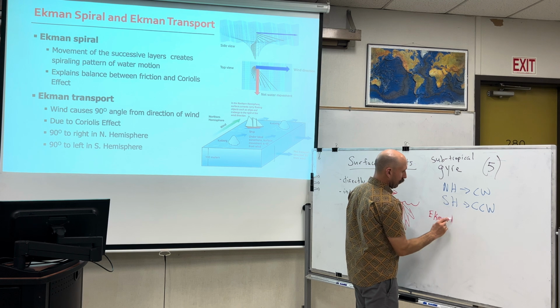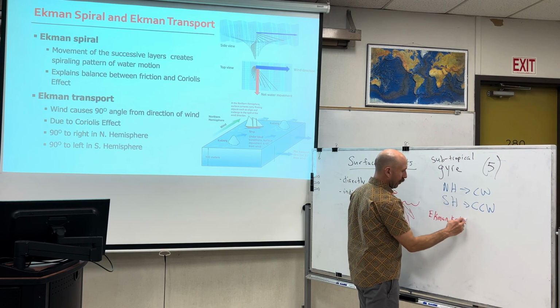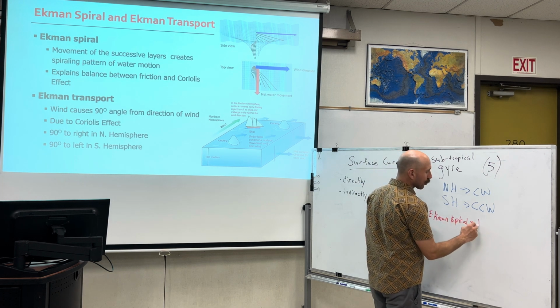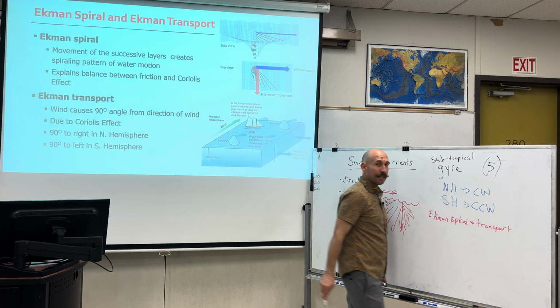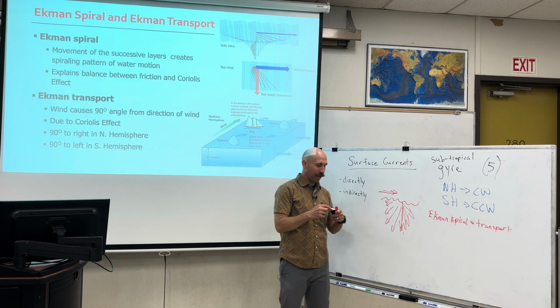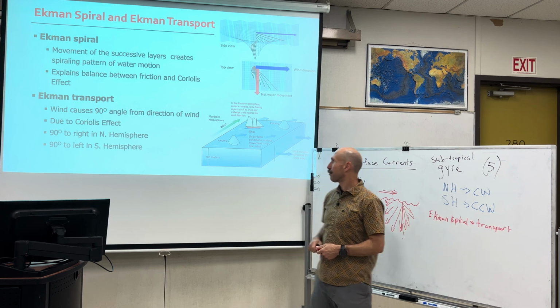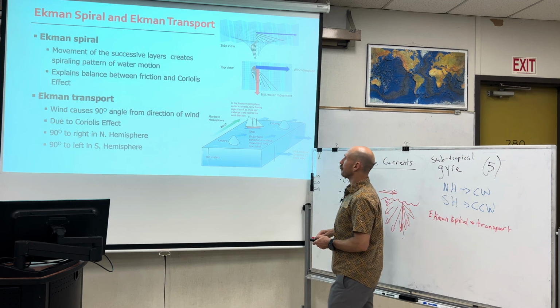Ekman spiral. And the actual movement of the water, Ekman transport, is 90 degrees to the direction of the wind. How wacky is that? Pretty awesome, pretty cool.